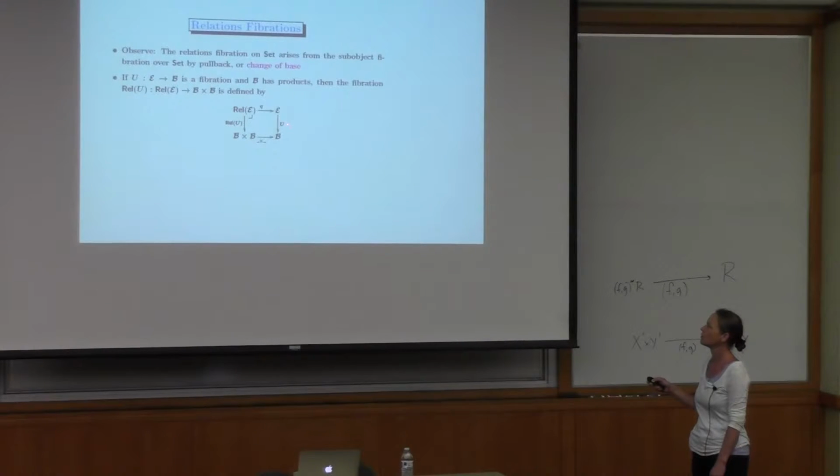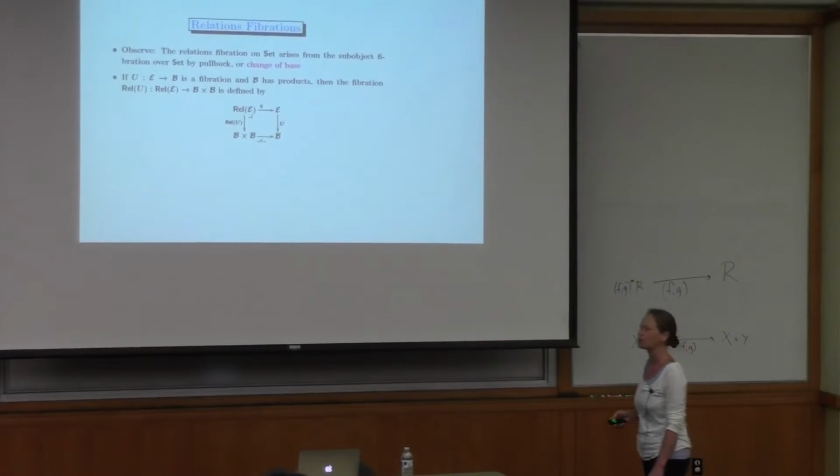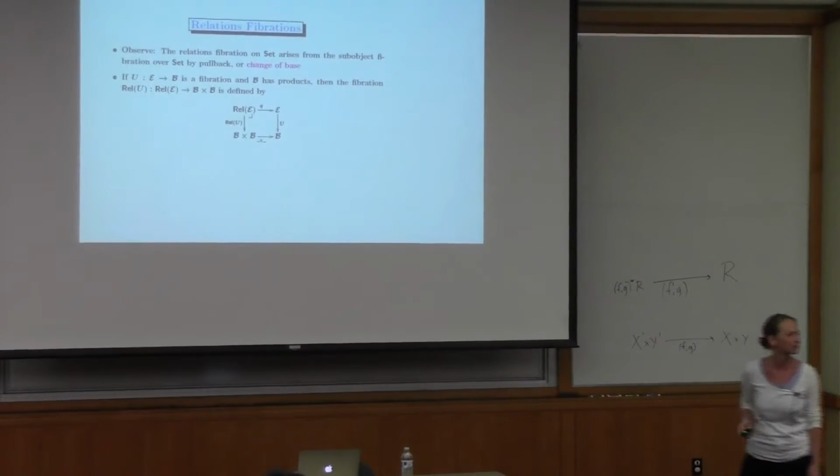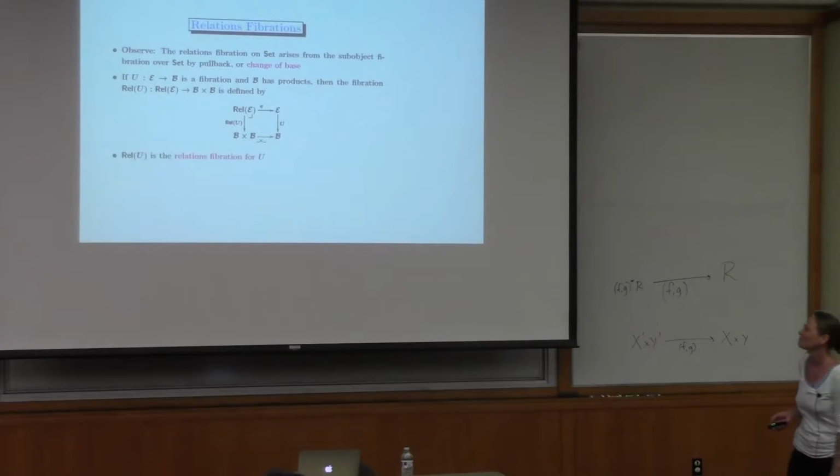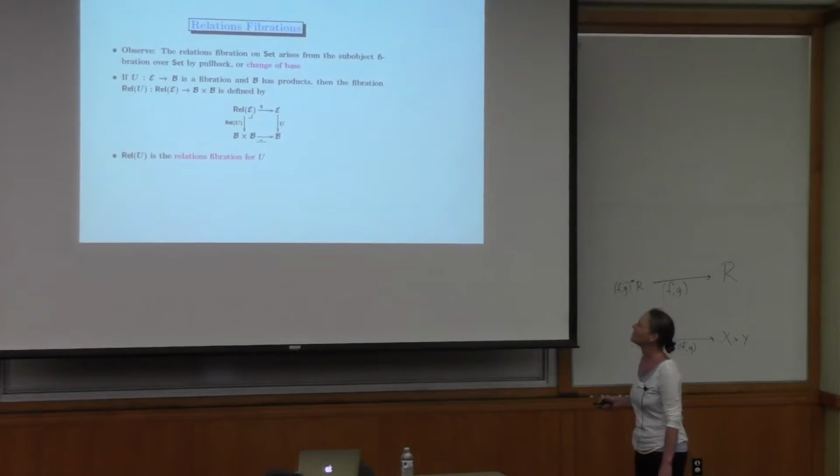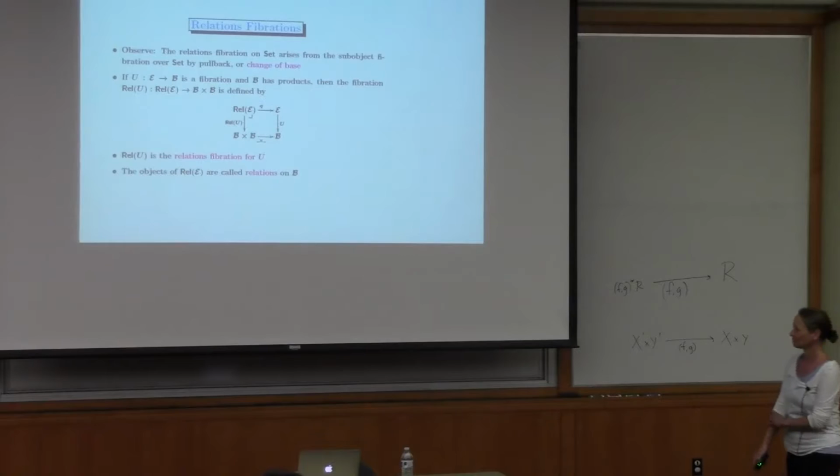So I start off with U, and I do this construction, and I can make this new fibration. It's called Rel U. If this was a fibration, this is a fibration. If this was a bifibration, this is a bifibration. You can prove that, add it to your exercises if you want, or ignore it. So Rel U is the relations fibration on U. That's just what we're going to call it.